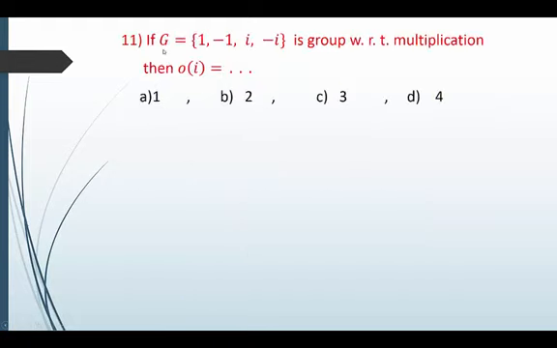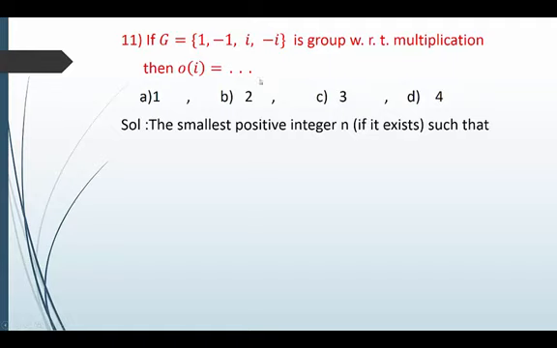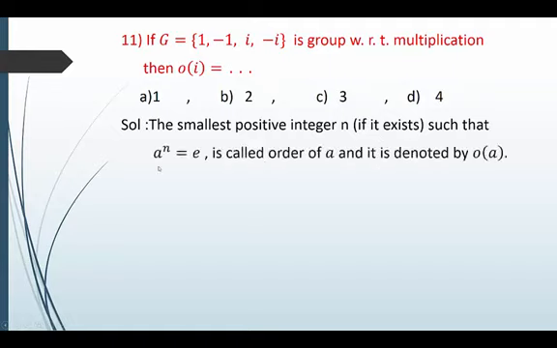11. If G equal to {1, -1, i, -i} is a group with respect to multiplication, then order of i equal to ___. Again write down the definition of order of element: a raised to n is e, then the number n is called the order of element a.